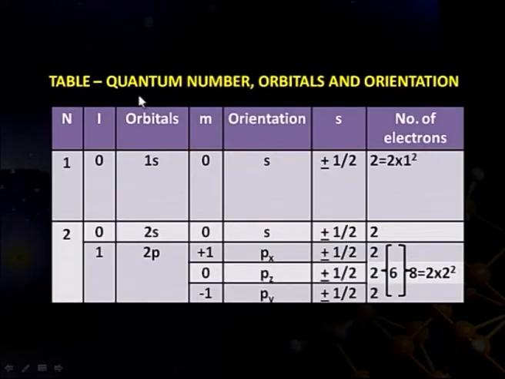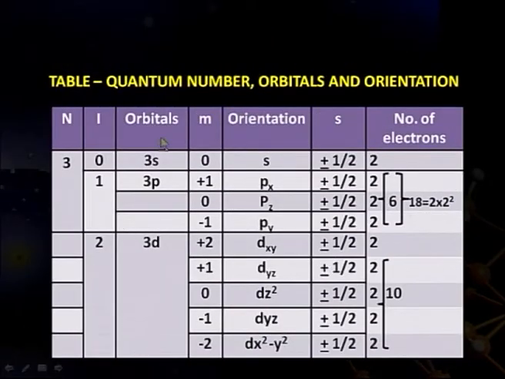This table is showing the quantum numbers, orbitals and orientation. These are the quantum numbers. If n has the value of 1, then L value is 0, the orbital will be 1s, m value will be 0 and orientation will be s, and the spin will be plus minus half, and it will comprise 2 electrons. If n value is 2, then the L values are 0 and 1, orbitals will be 2s and 2p, m values will be 0 for 2s, and plus 1, 0 and minus 1 for 2p. The orientation will be s, px, pz and py, and each will have spin plus minus half. Thus, 6 electrons in p and in total 8 electrons.